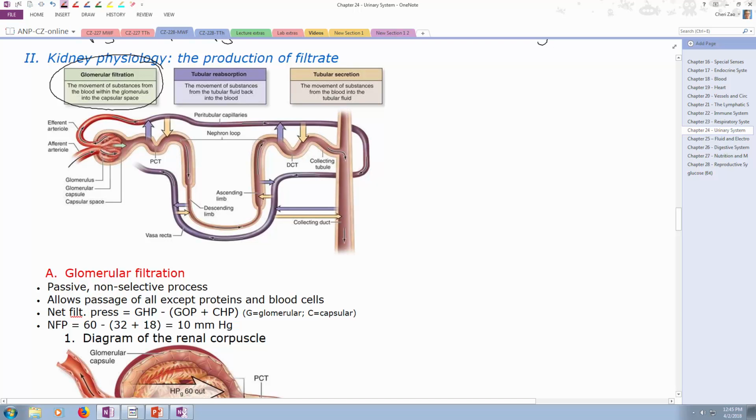Then after we go through that mechanism, we'll talk about tubular reabsorption, which means we want things back into our bloodstream. We've made 180 liters and we want 179 liters back into us almost. And then tubular secretion. That is when we actually have bad things in our system. Our kidneys are actually tools that can help us if we are acidotic.